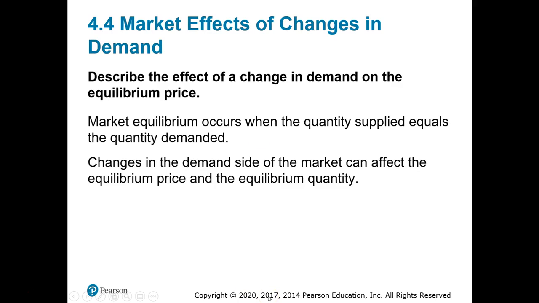All right, so how do I play the seesaw game? The effect of a change in demand on the equilibrium price. If we just deal with demand, market equilibrium occurs when the supply equals the quantity demanded. But changes in demand on the market can affect the price and the quantity in its equilibrium state. So demand can affect equilibrium price and equilibrium quantity. Demand can, but how?